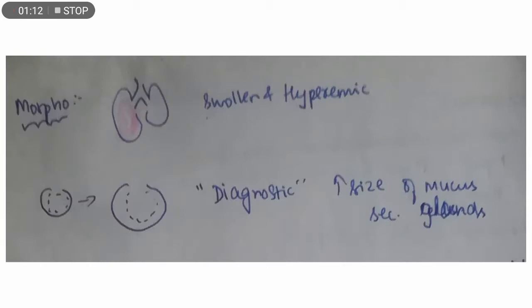In its morphology, the lung as a whole appears swollen and hyperemic. And this is kind of like the mucus secreting glands, okay? So they become increased in size, so they become hypertrophied, which is diagnostic.